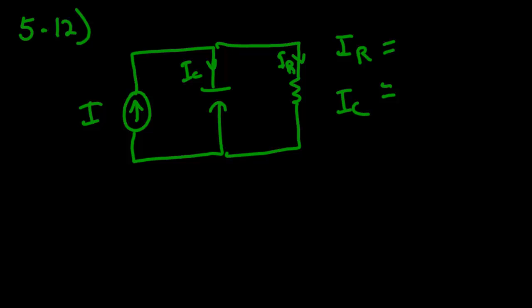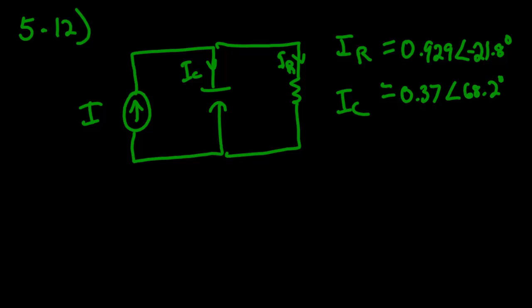But which problem is it, 512? Yeah, I'll show you. Let me pause this real quick. It's just going to be IR and IC. They give you the two currents. They tell you IR is 0.929 at an angle of minus 21.8 degrees, and IC is 0.37 at an angle of 68.2 degrees. Part A says convert from polar to rectangular.